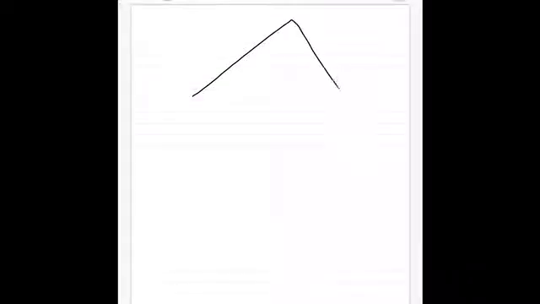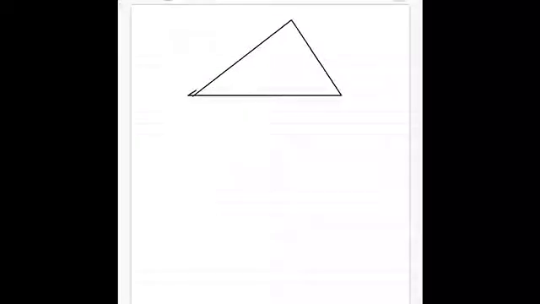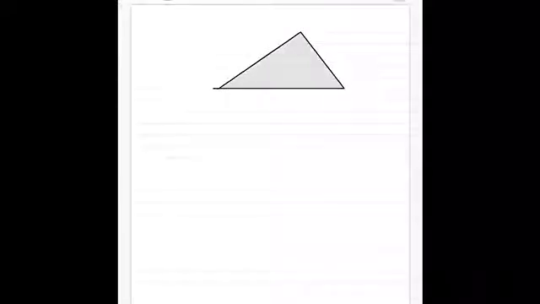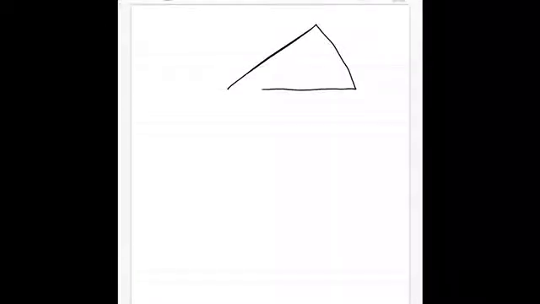Nope, I don't want a red triangle. I want a black one. Oh, that's terrible. Try again. Nope. Okay, good enough.